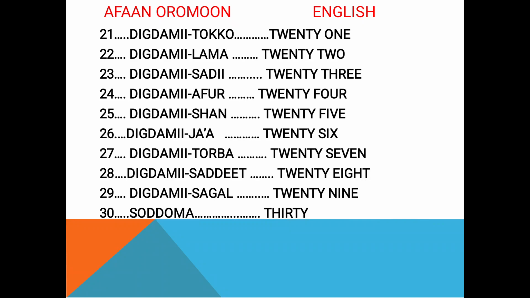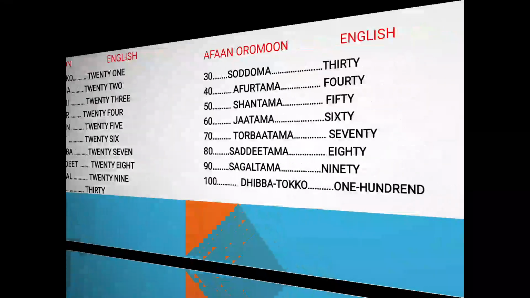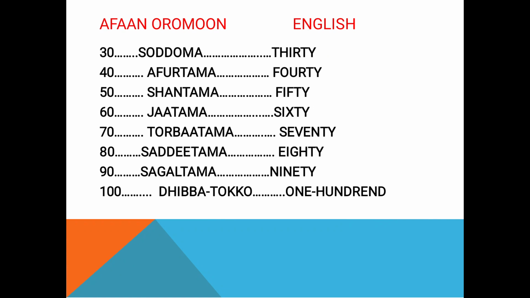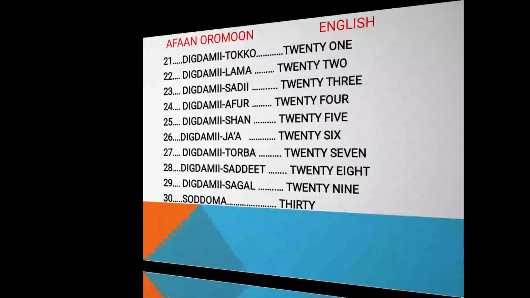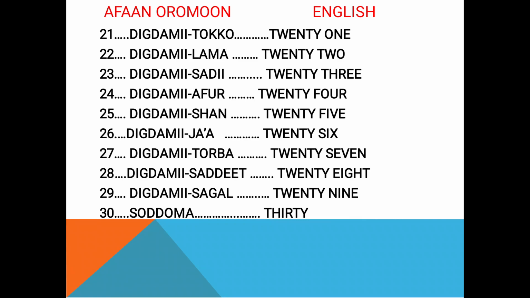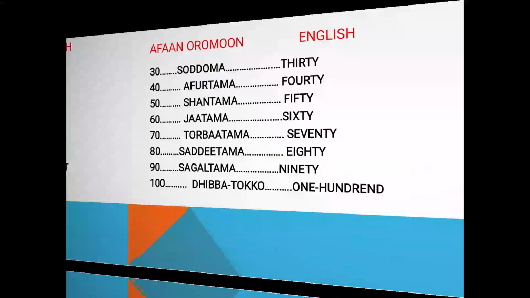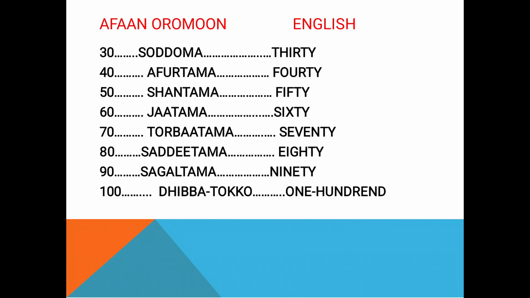Soddoma means 30. When you want to say 31, you know what 1 means. So, soddomi tokko means 31. Soddomi lama means 32. It is the same as digdami tokko, digdami lama. Because here you can see soddoma, and you make it soddomi tokko.